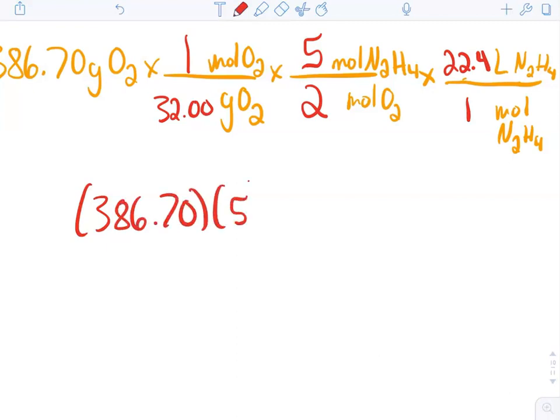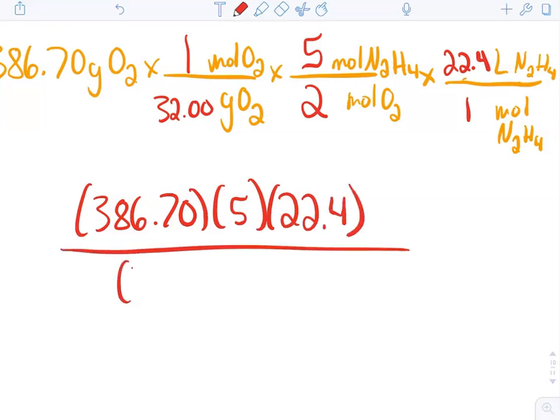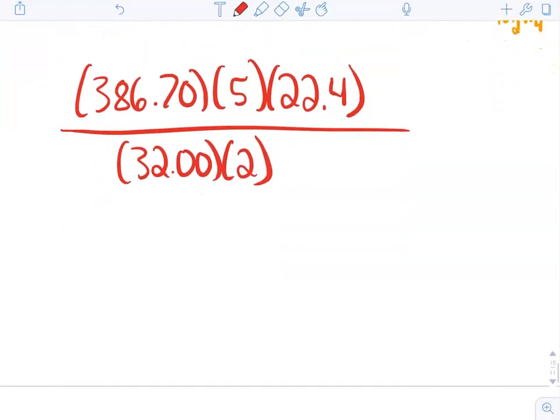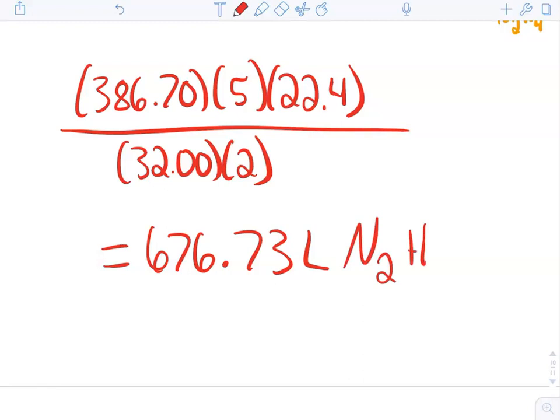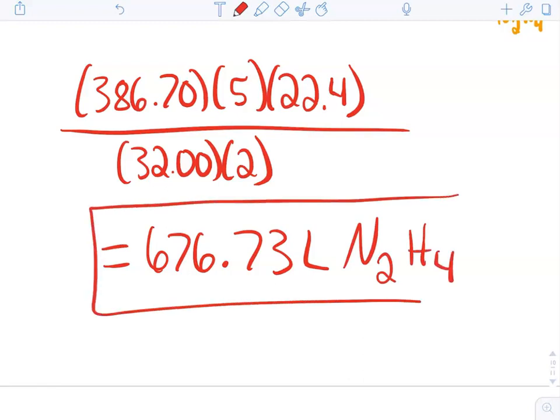386.70 times 5 times 22.4 divided by 32 times 2. And whenever you do that and you round to 2 decimal places, you should get 776.73 liters of N2H4. Okay? And that is it for stoichiometry.